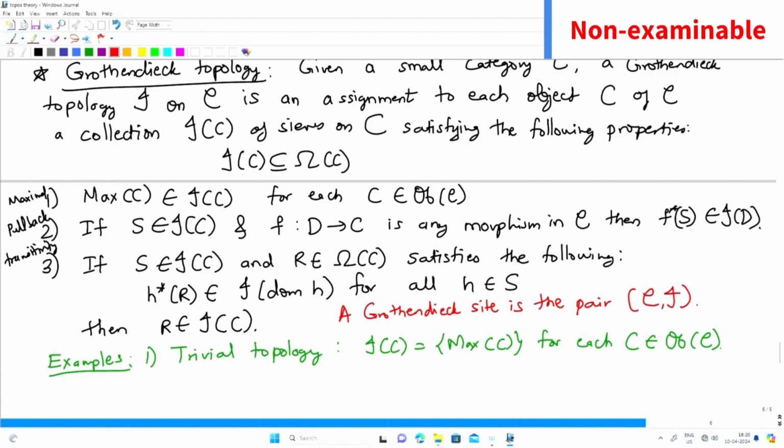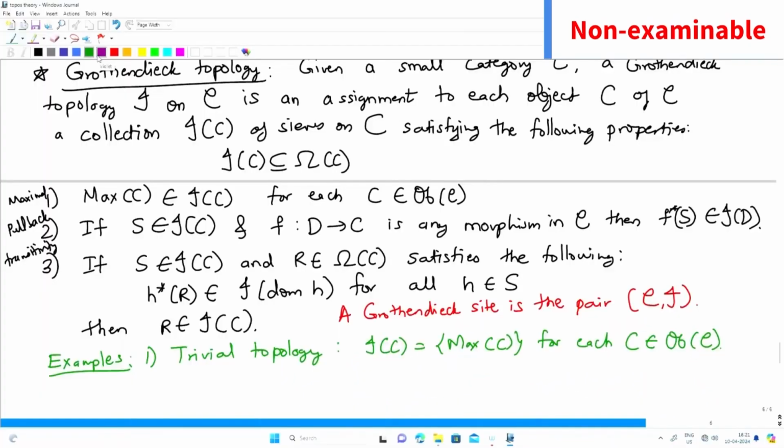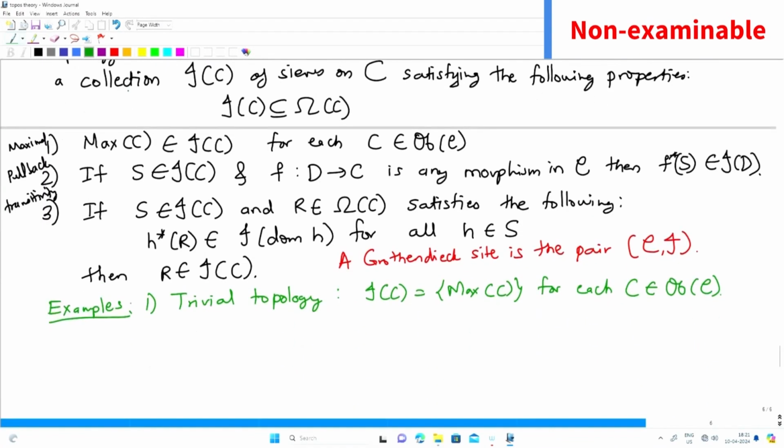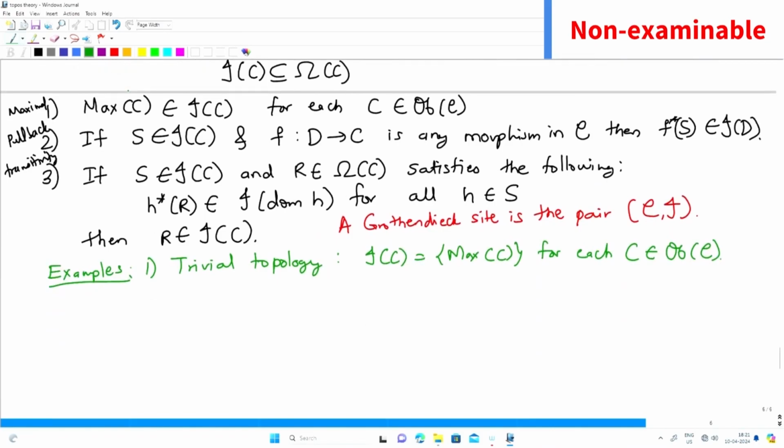So trivial topology, can you verify that the pullback of the maximal sieve is again the maximal sieve? Yeah. So it's trivial to verify that the trivial topology is indeed a topology. Okay. The second one, and here I will have a lot of things to do. It's called, I think, a subregular or something, but I'm just going to call it the regular topology.